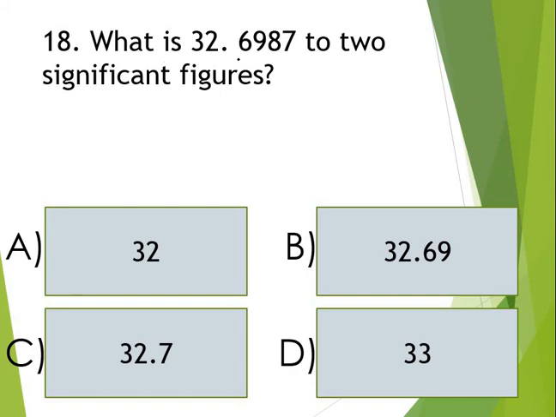What is 32.6987 to two significant figures? Okay, we want to ensure that we know what the term significant figures means. Just remember, it doesn't even matter if we start with 0. The first digit from left to right that's not a 0 is the first significant figure. After that, the zeros in between significant figures are significant.